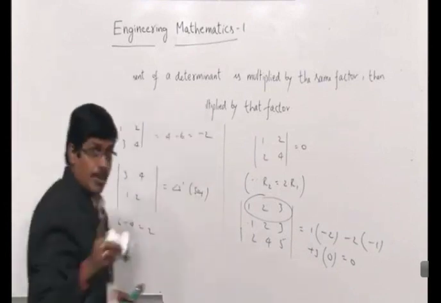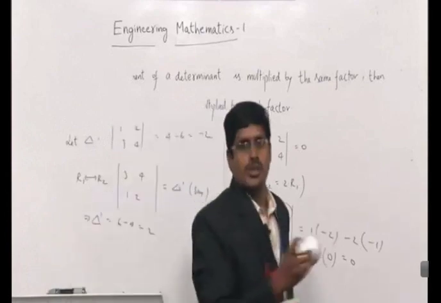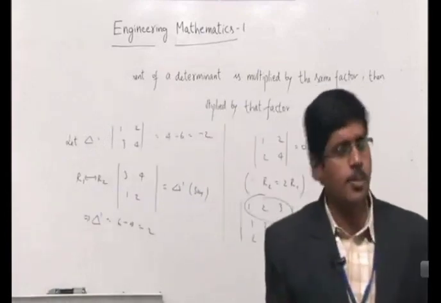Similarly, in a determinant, if a row is completely zeros or a column is completely zeros, then the determinant value is also 0.